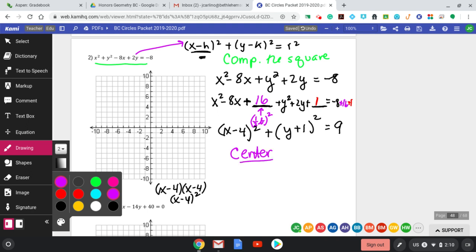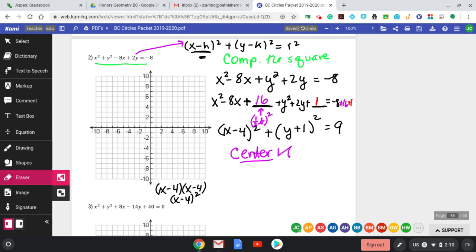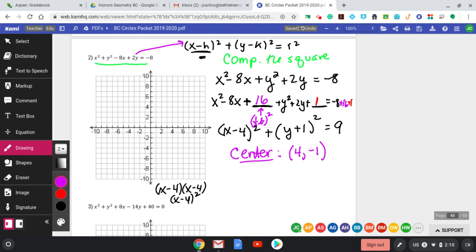So what's our center? Now we're just back to the beginning of the day today. Our center is +4, -1. And our radius would be the square root of 9, which would be 3. Okay? And then, I won't take the time right now because I don't want the video to get any longer, but you graph the center, up 3, right 3, down 3, left 3. Graph the circle in. Okay?